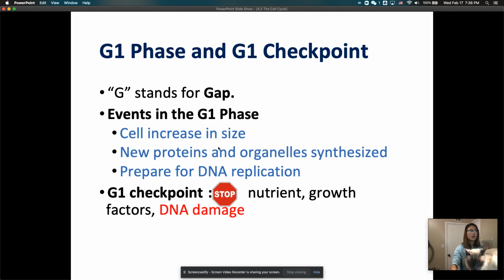What do we check for? We check for the things that we were preparing for. Is there enough nutrient? Are there growth factors? The growth factors are signals telling cells it's time to divide. So for example, if you break some skin, the cells surrounding that area are really going to talk to each other and go, it's time to divide, guys. We got a problem here. Let's fix it. Our cells are really good at fixing problems.